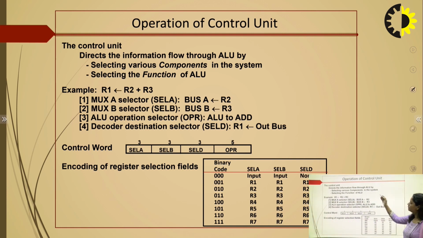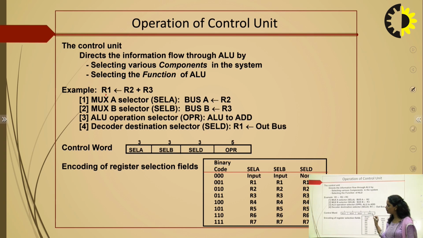So here let us assume that we have to perform an operation of addition, adding the contents of register R2 and R3, and the result must be stored in register R1. So how will this operation be performed in this general register organization scheme? First we will have a look at the control word.